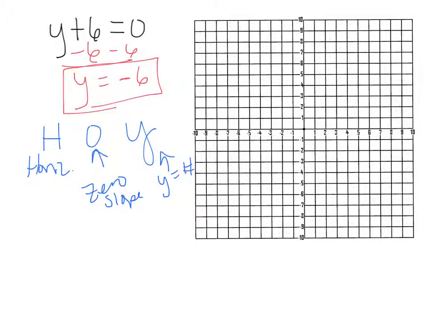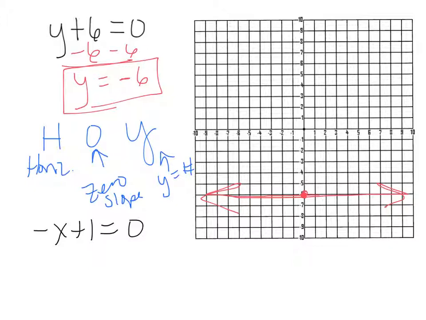You can also look at this and say, okay, I'm going to come down here to y equals negative 6, and it always has to go through that axis. So if I'm going through the axis where y is equal to negative 6, then notice that's a horizontal line. So horizontal lines are always y equals some number, and they happen to have a 0 slope because they're horizontal.